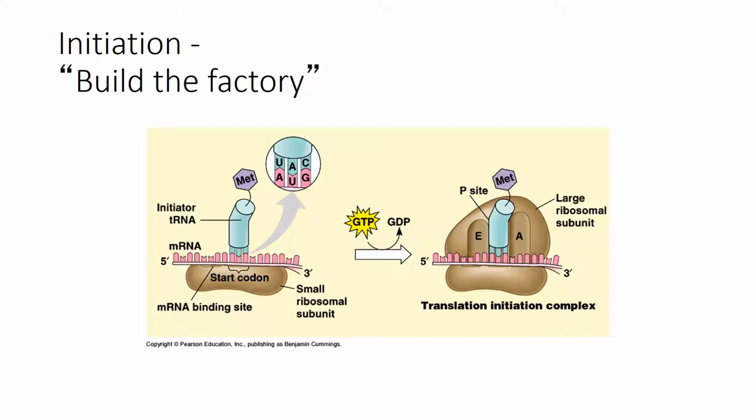And then once that happens, the large subunit will come in and bind to that with the transfer RNA in the P site. And now we have a translation initiation complex. We have a functional ribosome is what we have. And we can now start to build our proteins.